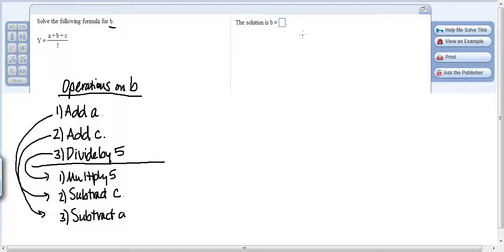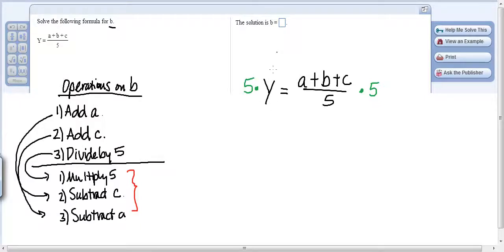Alright, and so down here, these 3 steps are going to tell us exactly what to do to this original equation up here. Y equals A plus B plus C over 5. Alright, so we're going to multiply by 5. So I'm going to multiply over here by 5, and we're going to multiply over here by 5. Alright, so on the left hand side we get 5Y, and it should be a capital Y.